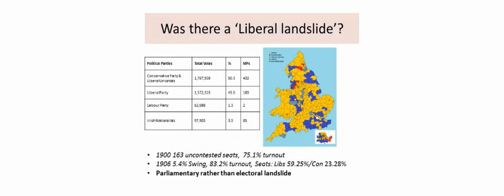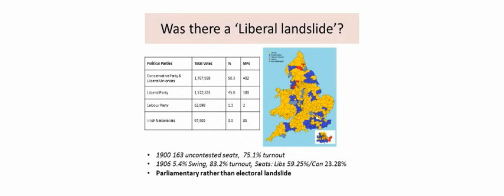So, the first thing to question is actually whether there was even a Liberal landslide in this subsequent election. So on the left is the votes in the 1900 election, the previous election. So as you can see, the gap between the Tories and Liberals in terms of the number of votes is actually very, very small compared to the ratio of MPs.